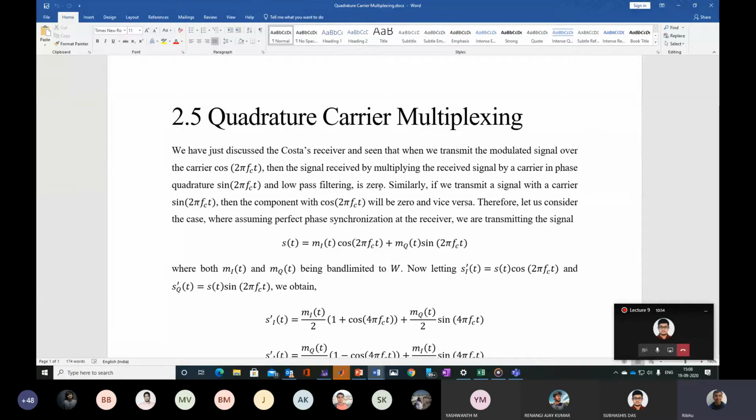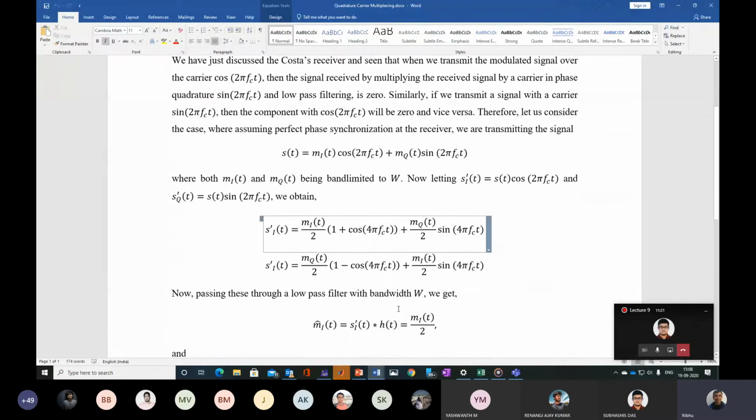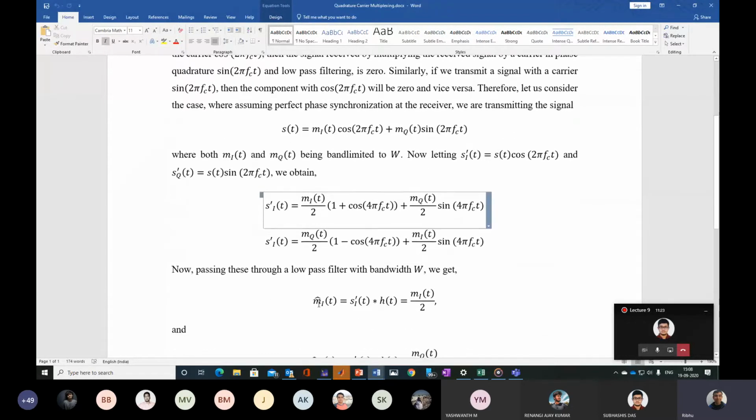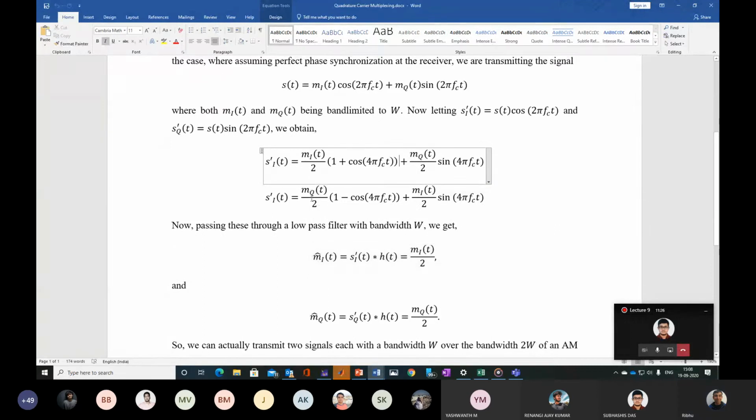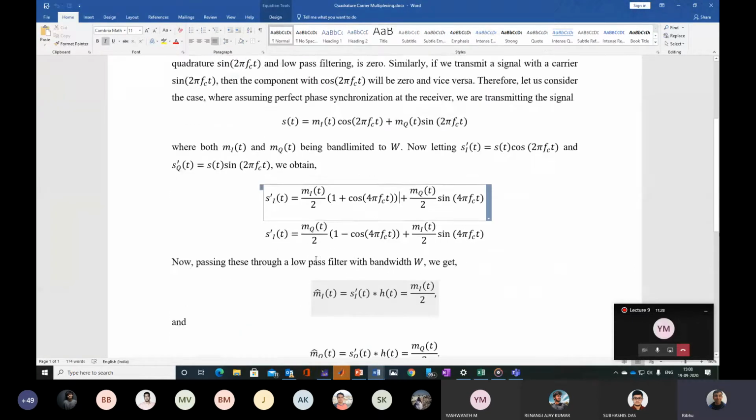And now let's say that letting s_I'(t) equals s(t) cos 2 pi f_c t and s_Q'(t) equals s(t) sin 2 pi f_c t, we will get this beast: s_I'(t) equals m_I(t) (1 plus cos 4 pi f_c t) plus m_Q(t) sin 2 pi f_c t cos 2 pi f_c t, and passing these through a low pass filter, I get this.